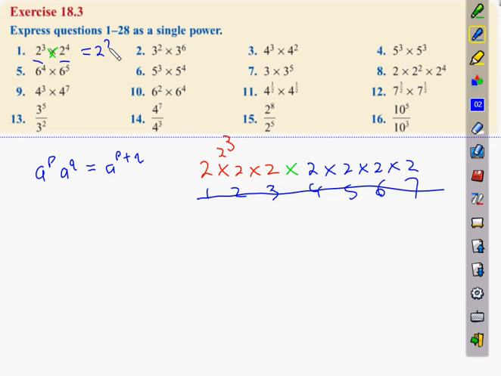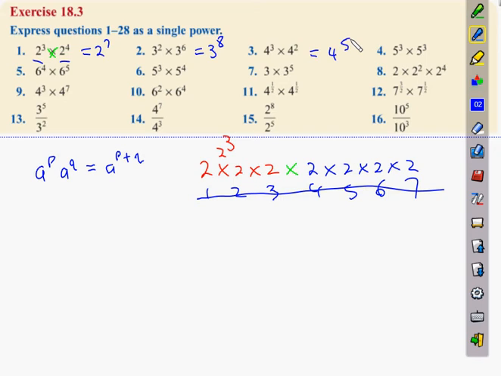Anybody see a short way of doing it? Yeah? 3 plus 4. Just add them. 3 plus 4 gives you 7. So the next answer will be 3 to the power of 8. The next one after that? 4 to the power of 5.